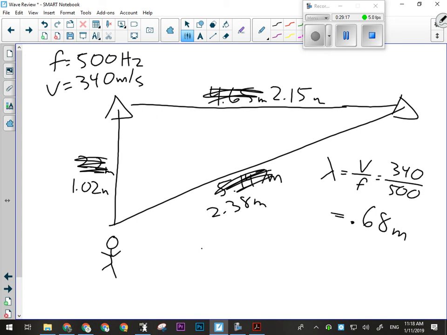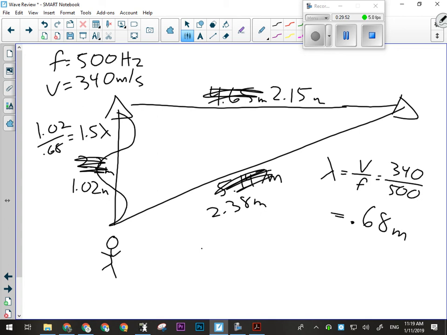Everyone all right with that so far? Now that I know what lambda is, and I know how far the waves have to travel to the observer, I can calculate how many wavelengths there are between each speaker and the observer. So for this one, for 1.02 meters, I just go 1.02 divided by 0.68, and that tells me there's 1.5 wavelengths between this speaker and the person. So that's 1.5 like that. Everybody okay with that?